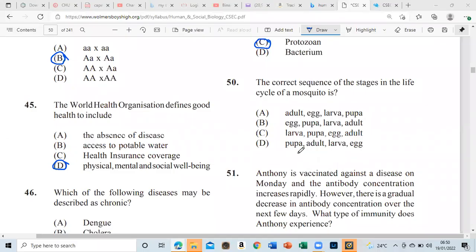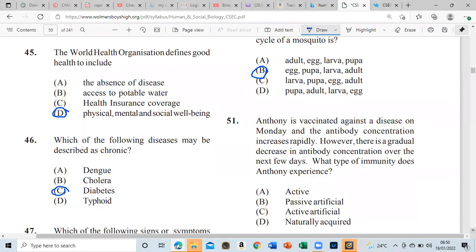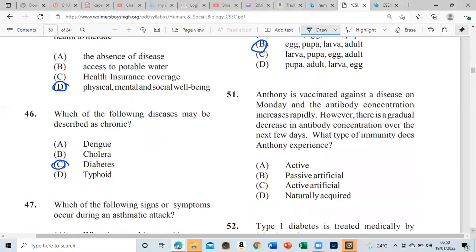Guys, I'm having a little issue with this one. I don't agree with any of these. But the closest one that I see is the egg, the pupa, the larva, or the adult. But in my head, I have the egg, the larva, the pupa, and the adult. So somebody can share some light on that. But I'm going to go with B. I need some confirmation on this one. All right, let's move on to number 51.